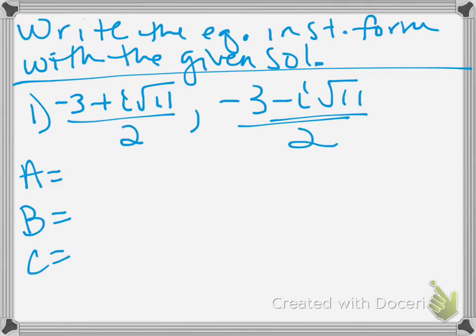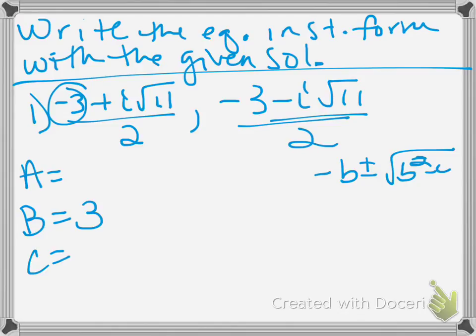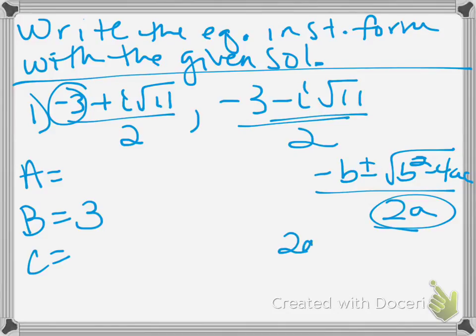Well, I know that B is going to be positive 3 because you always have to remember what the quadratic formula is, and it starts out with the opposite of B. Okay, so that's pretty easy. Also, I can figure out A because my denominator is 2A. So I'm going to do 2A equals 2. Well, if I divide by 2, A just equals 1. Okay? So far, so good.